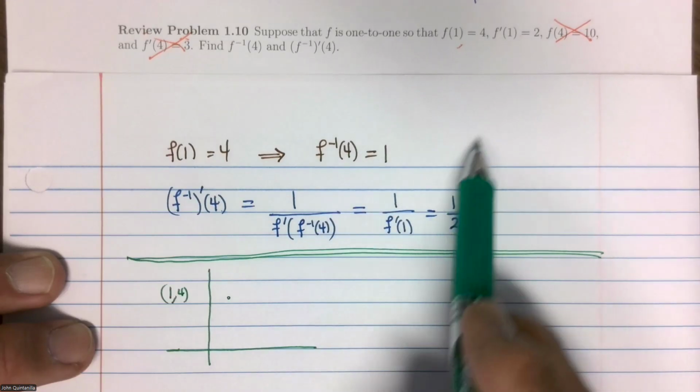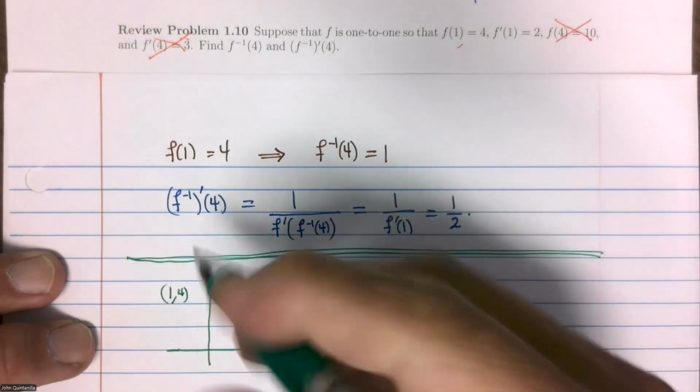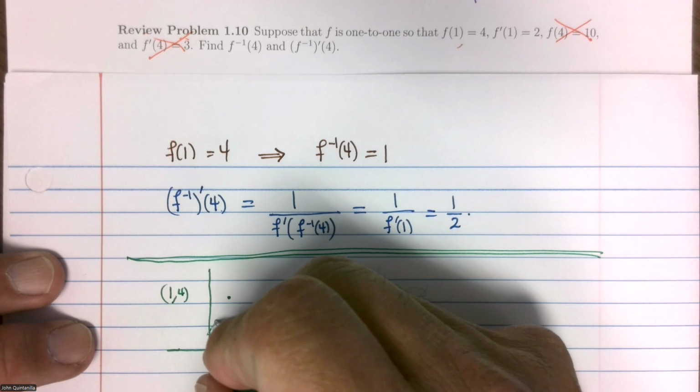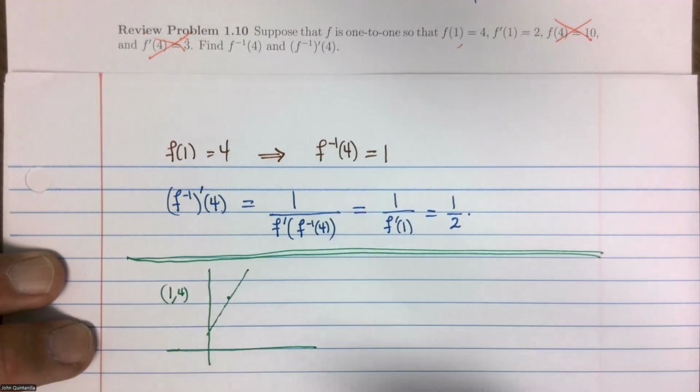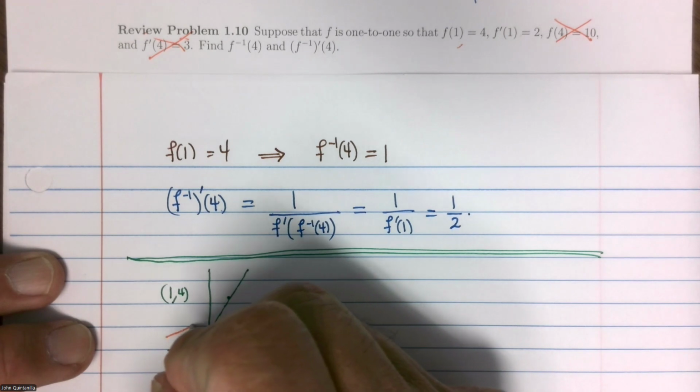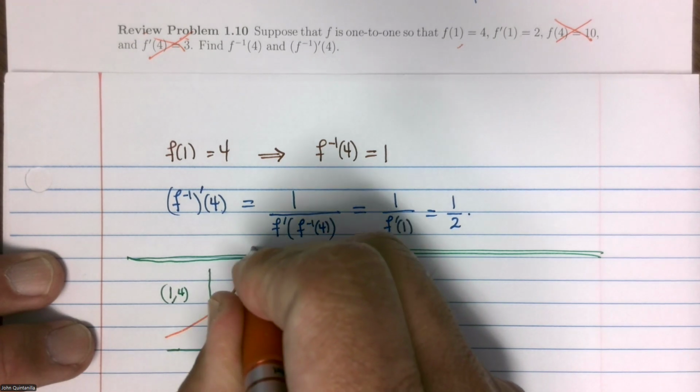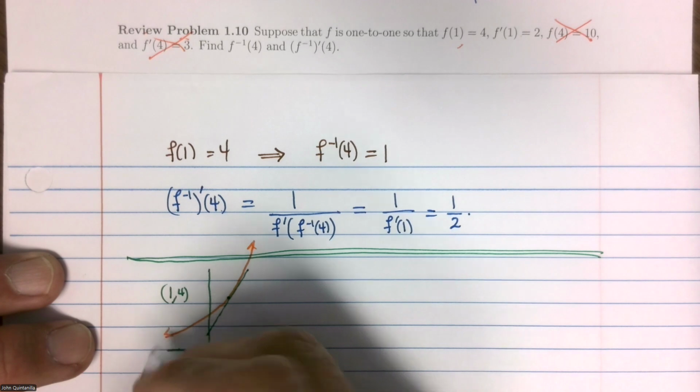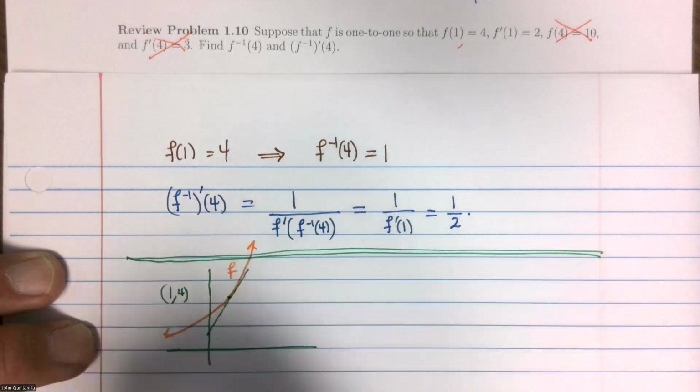And the slope of the tangent line is supposed to be 2. So we have a slope of a tangent line, looks like it's about 2 or so. And so the graph of the function could look something like this, just to eyeball something that might work. So in orange, this could be the graph of the function f.